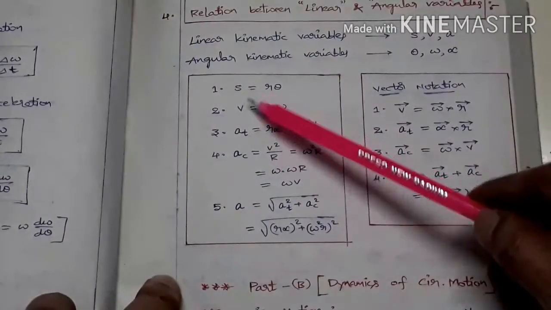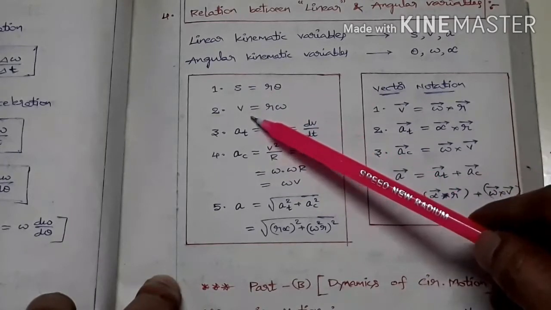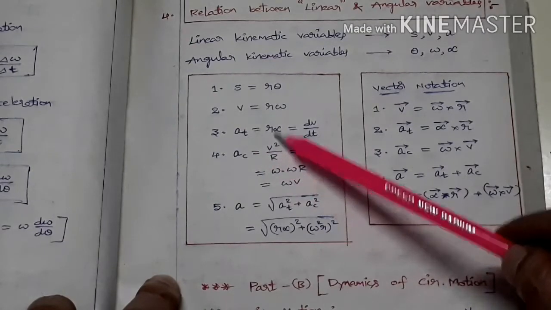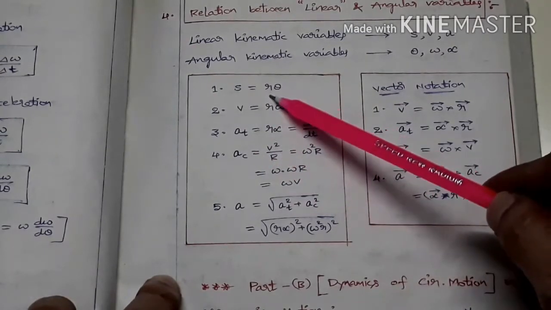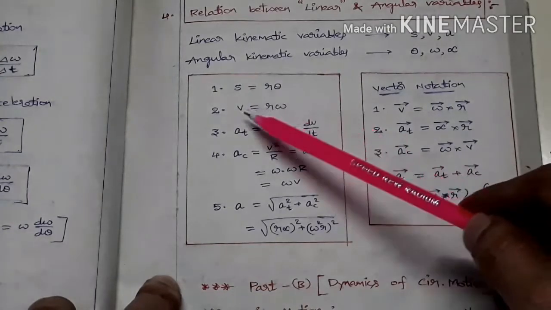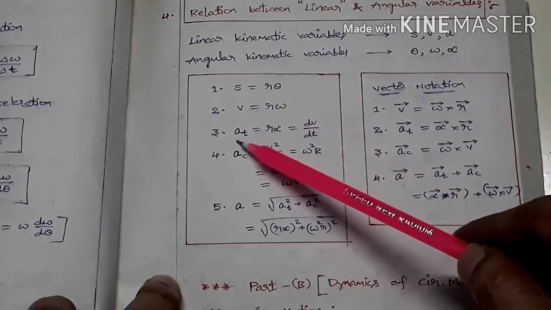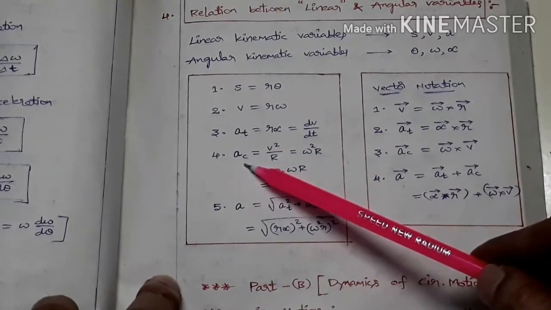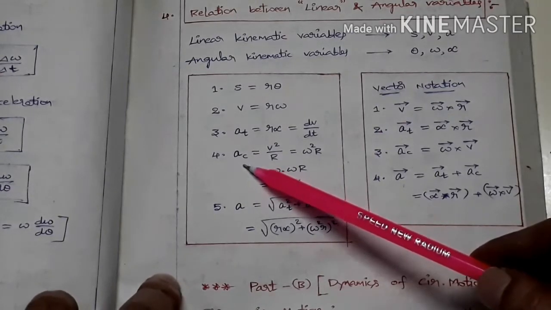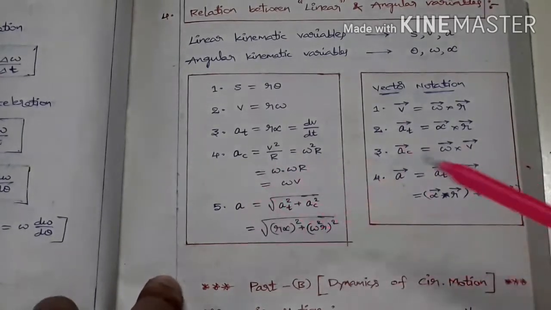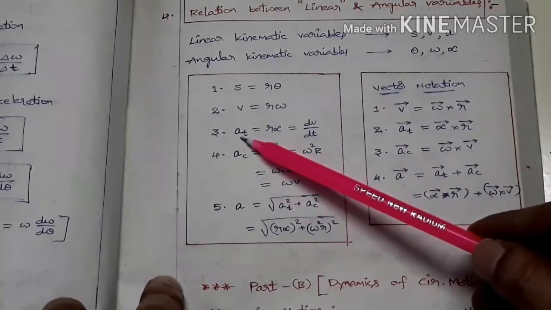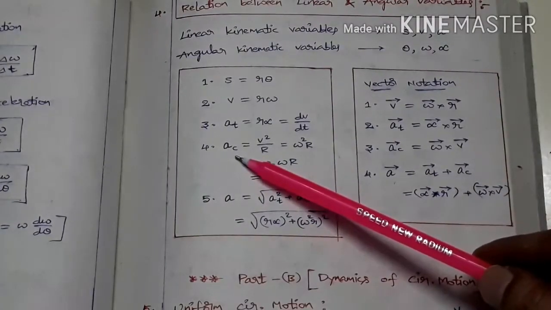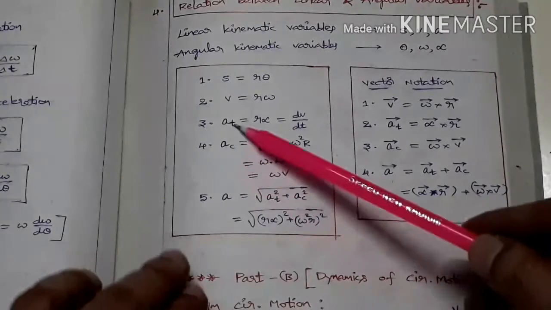Keep in mind here, compare these three: linear displacement, linear velocity, and out of a_t and a_c, a_t equal to r alpha. All these are similar here: linear quantity equal to radius into angular quantity. This is also a linear quantity only. This is also linear acceleration because it is acting along the radius of the circle, that is, it is acting along a straight line. a_t is acting along the tangent, which is a straight line, and a_c is also acting along the radius of the circle, which is a straight line. So both of these accelerations are linear quantities only.